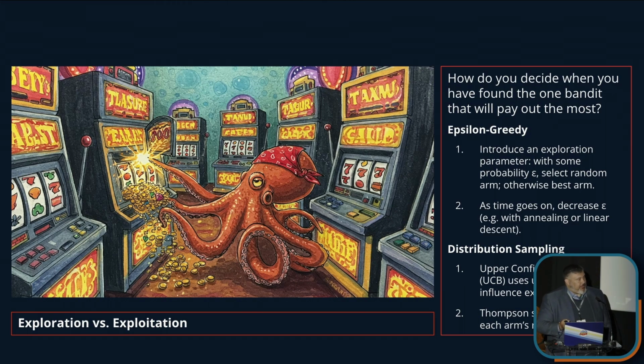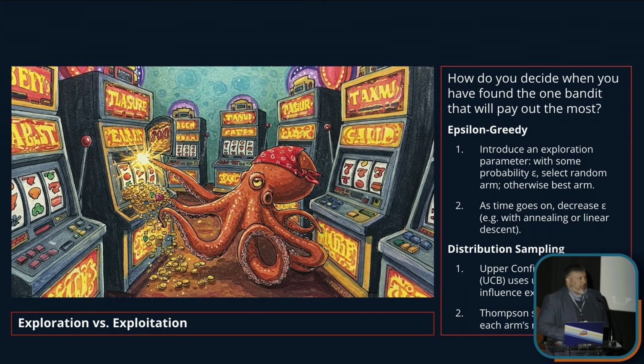There are variants of the epsilon greedy algorithm that include things like distribution sampling, where you can use upper confidence bounds using uncertainty to influence exploration. So as your UCB increases, you have more confidence that you found the right arm, and so you stop exploration. Or you do Thompson sampling. You model each arm's reward distribution, and then that's the probability selection that you take.